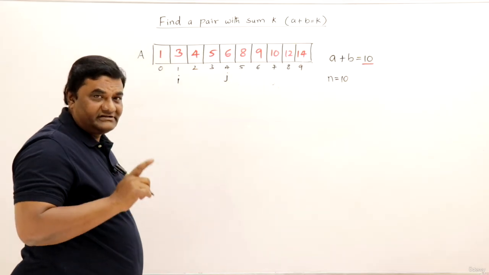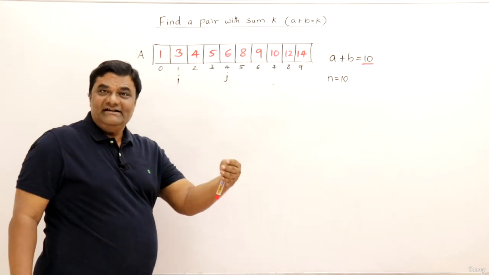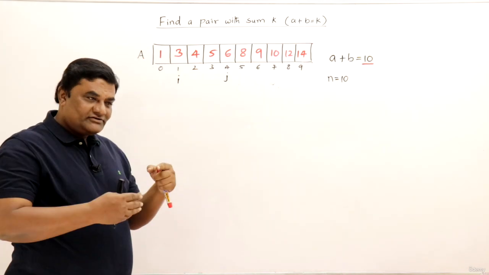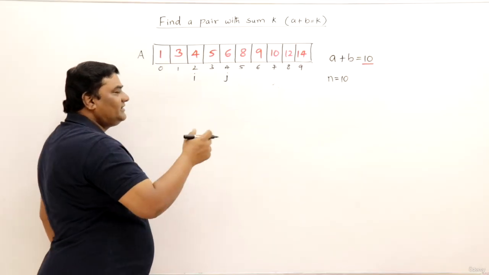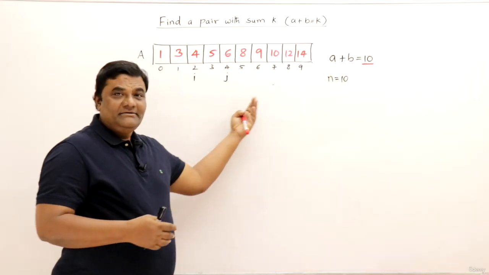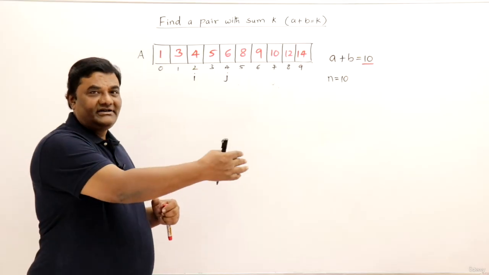Now comes the turn of something important. 3 and 6 is 9. It is less than 10. The reason is that the number may be too small, so let us go to a little bigger number. So move i. So if the total is greater than k, then decrement j. If the total is less than k, then increment i.